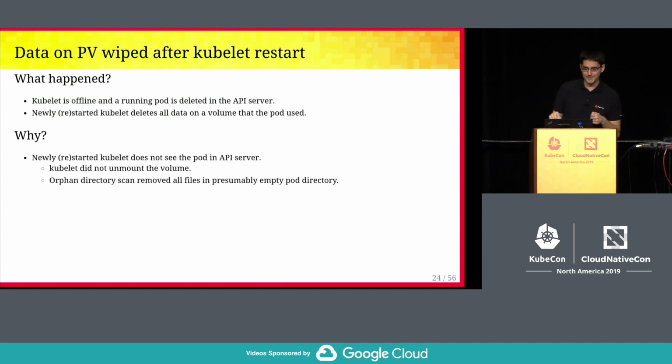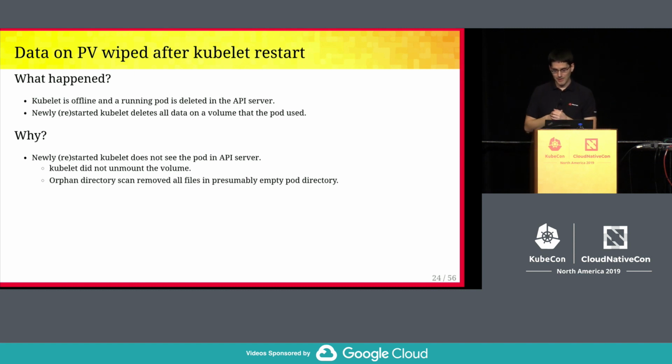Why did it happen? Kubelet uses caches to track what volumes are mounted where and for what pods, but these caches were not restored when the new Kubelet started, because the API object, the pod, was not present in the API server, and Kubelet had no way to know that the volume is still mounted.